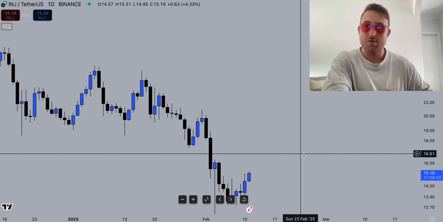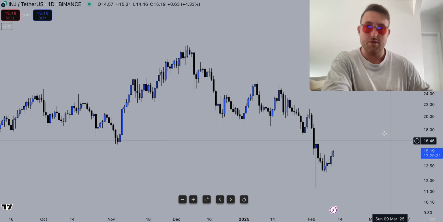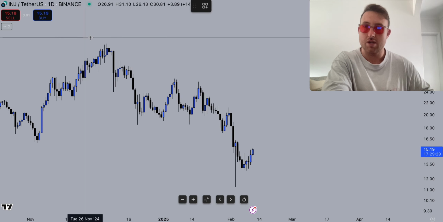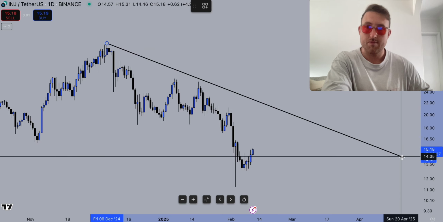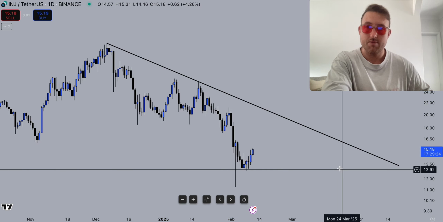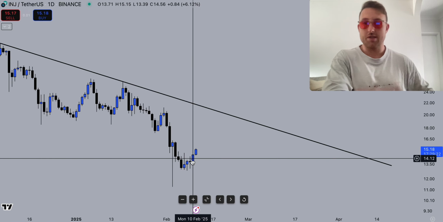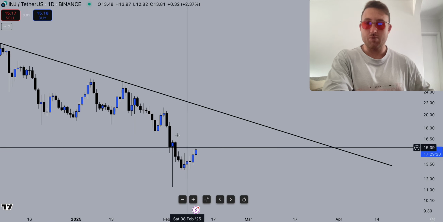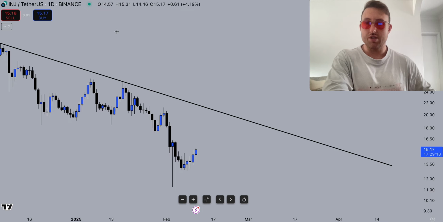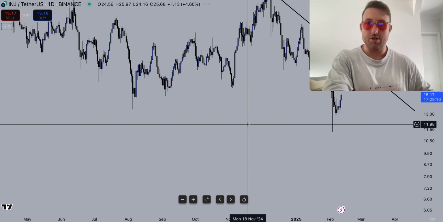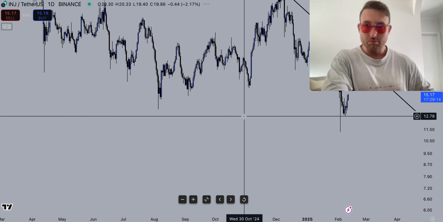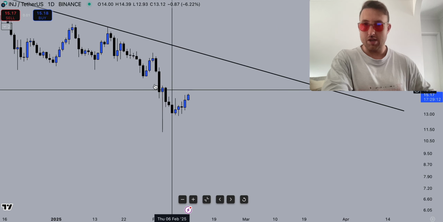So when we look at the trend for Injective, you can see that we are forming this channel, which we will probably respect. You can see that we do have this smaller wedge, which is a target in the medium term. You can see that our base is right here.